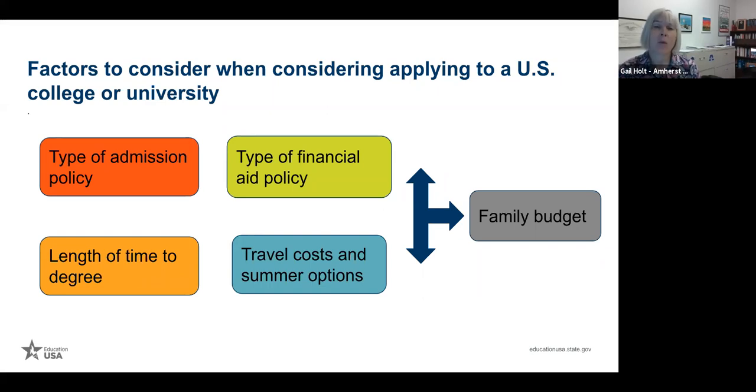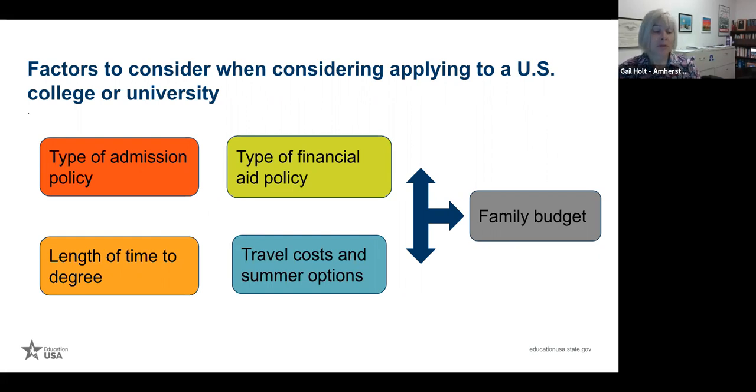In a need-aware admission policy, institutions do need to consider the financial capabilities of a family as one component of an admission application. Usually those financial considerations are really just on the fringes. It's really for a smaller subset of students, but it's important to know what kind of policy, just so that you're aware when you're applying.